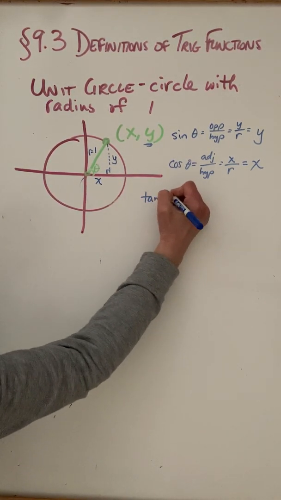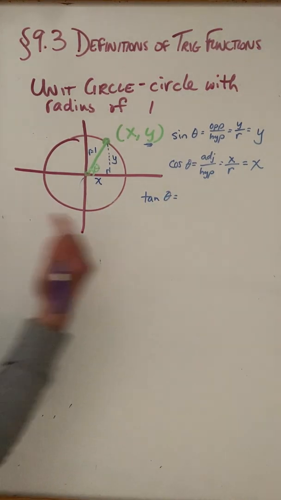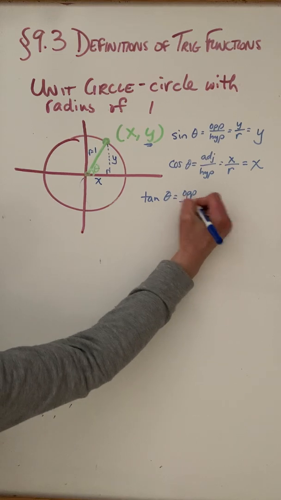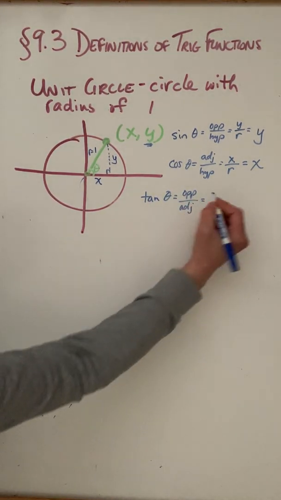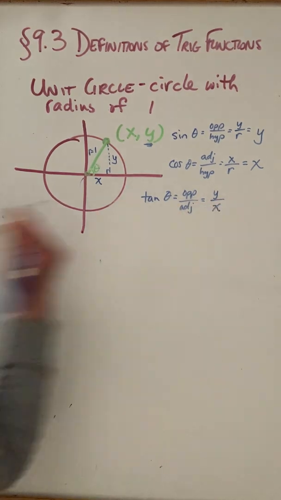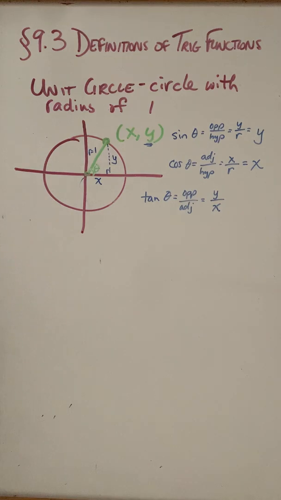Fantastic, right? All right, what by definition is tangent? We know that the tangent of theta is opposite over adjacent. In this case, opposite over adjacent is just y over x. So just the y coordinate divided by the x coordinate is tangent. Okay, that's fantastic, right? There are actually 3 other trig functions, right? We know that now. So we have cosecant, secant, and cotangent.